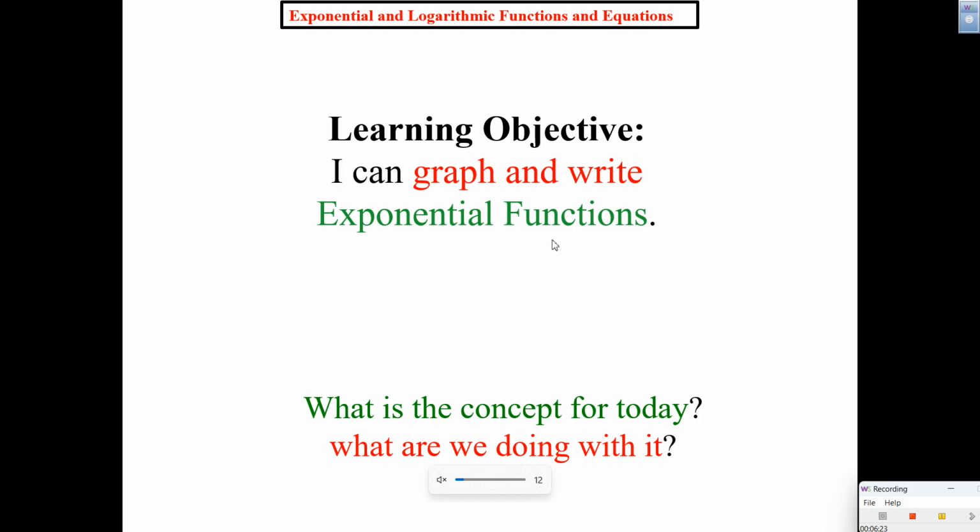So, we already experienced that yesterday. See if you remember, or if you can tell your neighbor a definition in your own words of what is an exponential function. Think about it first. What is an exponential function? In your own words, what is it?